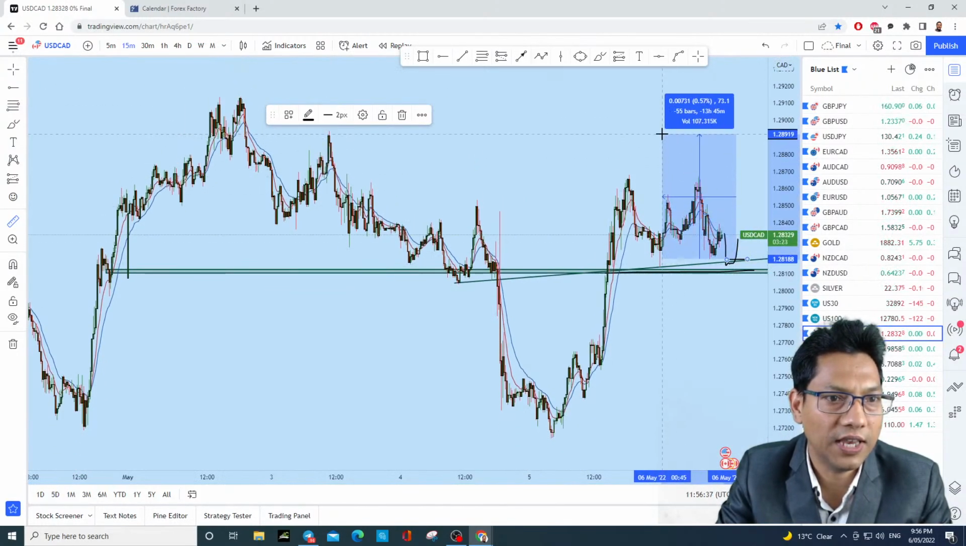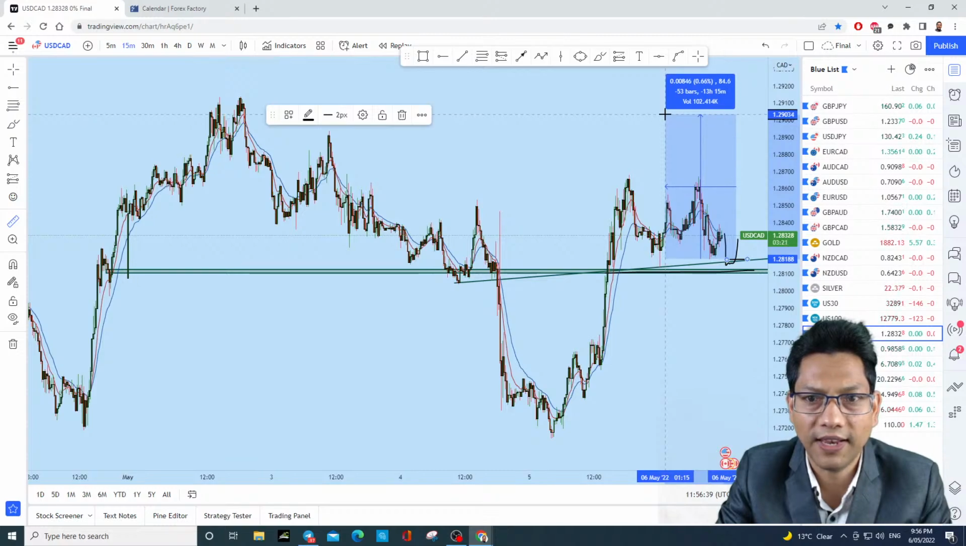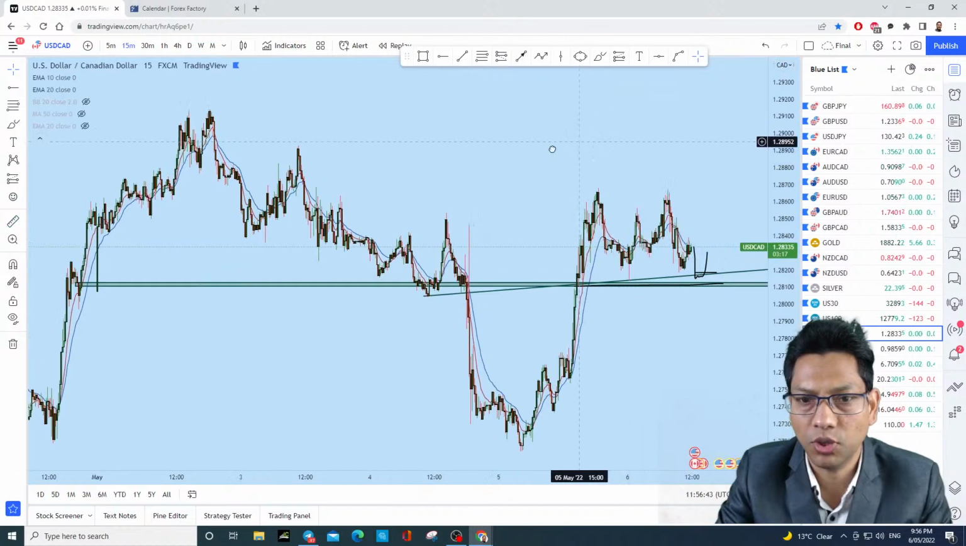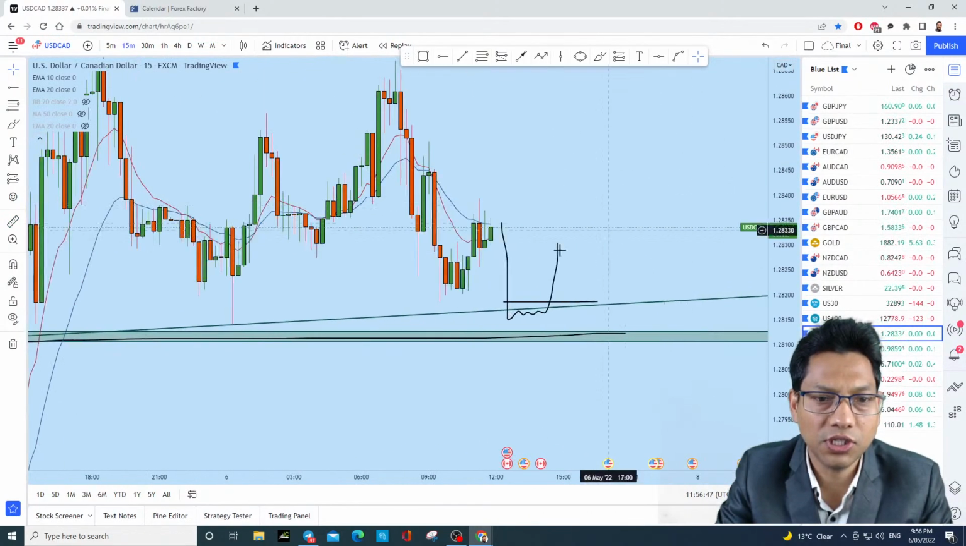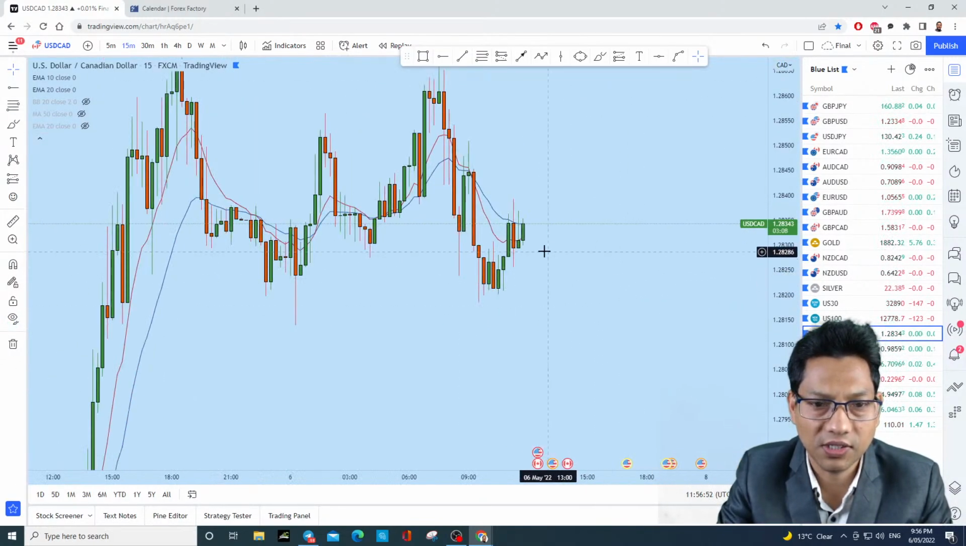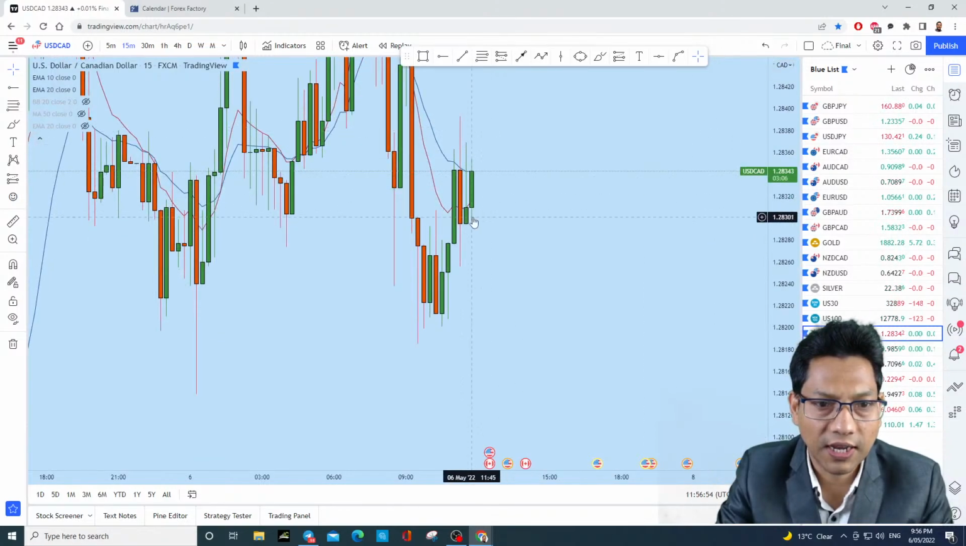We might see next week the price moving to here, so we might at least catch 85 pips on USD CAD. At least we can catch 85 pips. So it could be, but in the 15 minutes you see the price is creating a nice reversal pattern, guys and girls. Look at this candle here, this one.